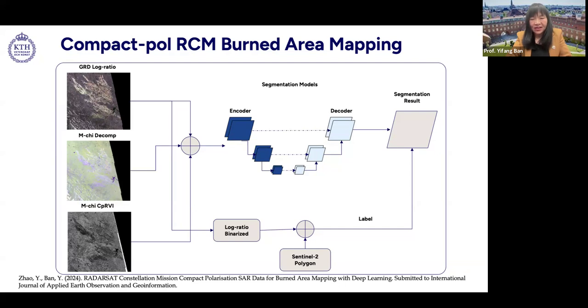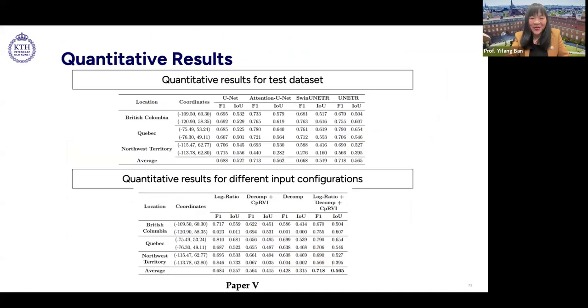Yeah, we submitted this paper. We also just got a major revision back, so it's a very new result. We have sites in BC, Quebec, and Northwest Territories, all in Canada. We don't have data outside Canada for now.